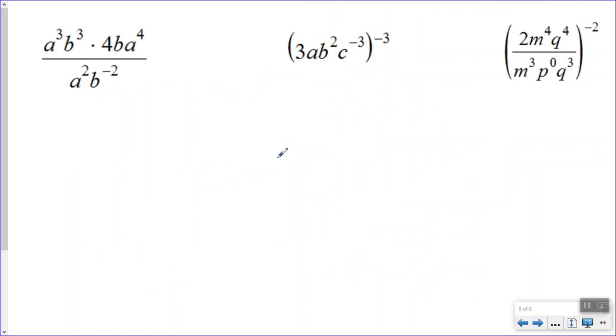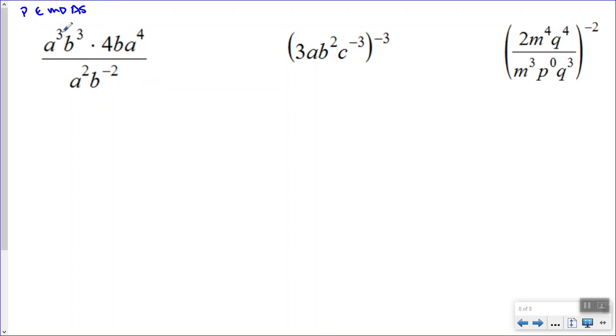Go ahead and pause the video and see if you can put all of our rules together to solve the first example. All right. We're always going to come back to our order of operations. So as I look at this fractional expression, I see a few things in the numerator that have to be cleared up before I can deal with the division and the denominator. So I'm going to start by simplifying my numerator.